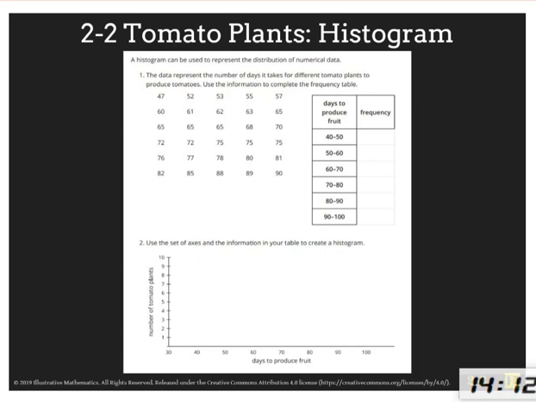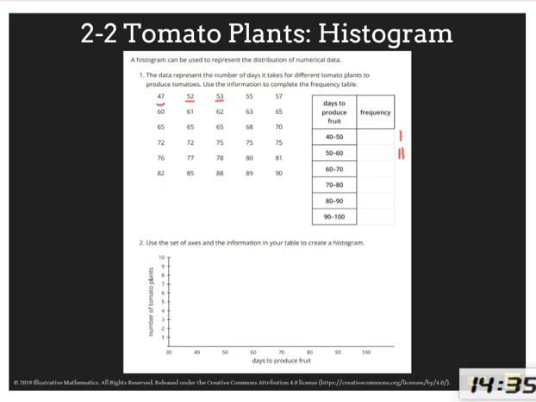So here I've got a value of 47. What I'm going to do is put a tick mark here in 40 to 50. And then here I've got a value of 52. I'm going to put a tick mark here, 50 to 60. What I'm doing is counting how many values fall between 50 and 60, and this is giving me my frequency table.